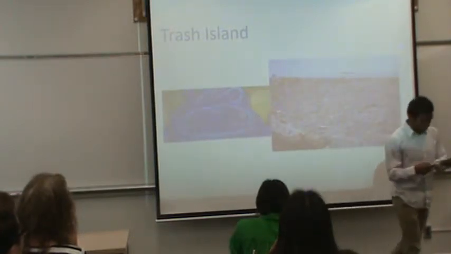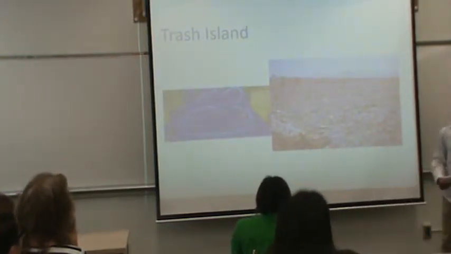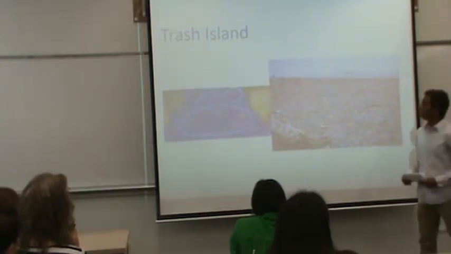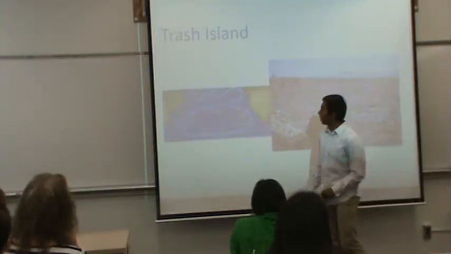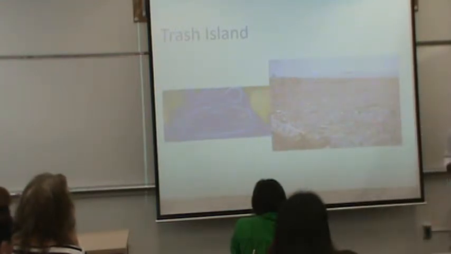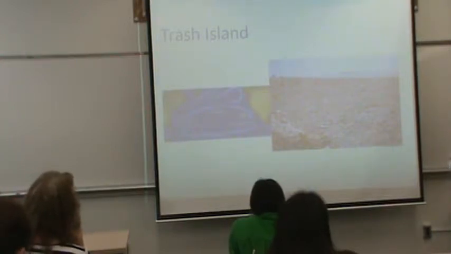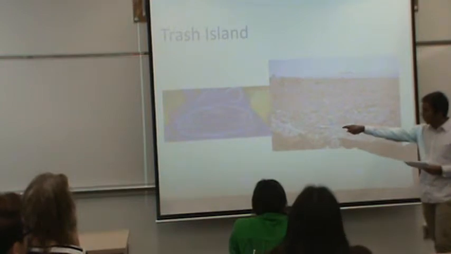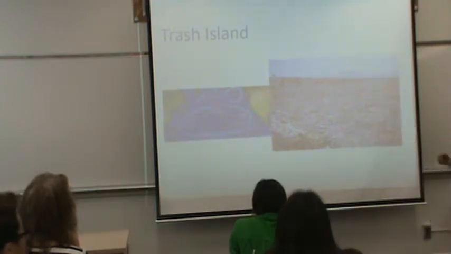Trash Island is created because of a gyre. A gyre is a vortex or a spiral, so a spiral vortex that collects trash. It's usually located where ocean currents meet, so like cold water and warmer waters meet, they create currents, allowing trash to collect in that area. The closest gyre, like I said, is between Hawaii and California.